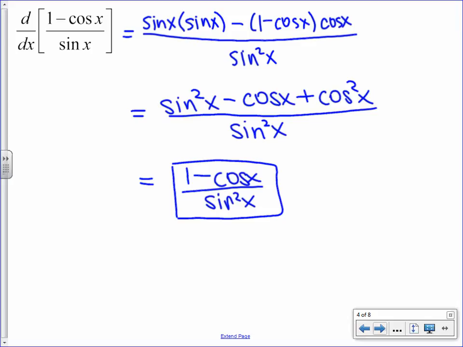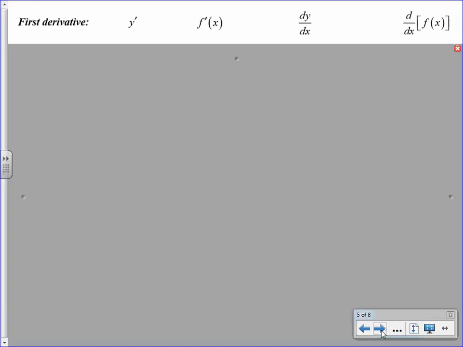All right, the next thing we get to talk about is higher order derivatives, okay? We don't have to stop at taking just one derivative. Okay, so first of all, if we have a function y, these are the different notations for the derivative. Y prime, f prime of x, dy dx, d dx of f of x. Okay?